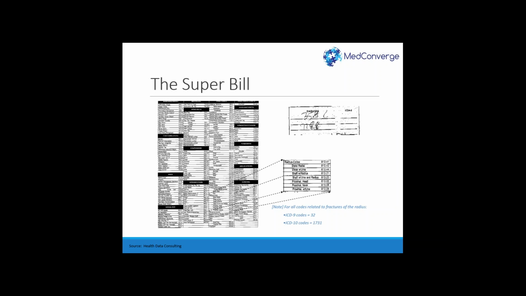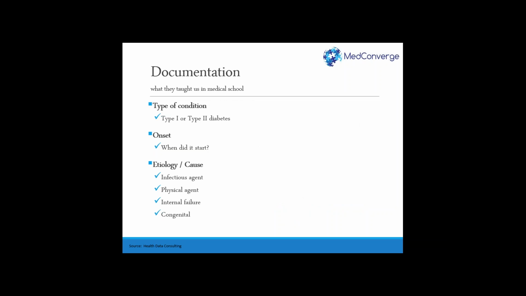Okay. Now, it's not that hard to improve your documentation, because you have been taught all these things when you went to medical school, right? So first you document your type of condition, and then you document the onset. For example, if it's diabetes, is it type 1 or type 2? When did it start? What was the cause of it? Like in this case, are you overweight? Do you have a history of diabetes, right?